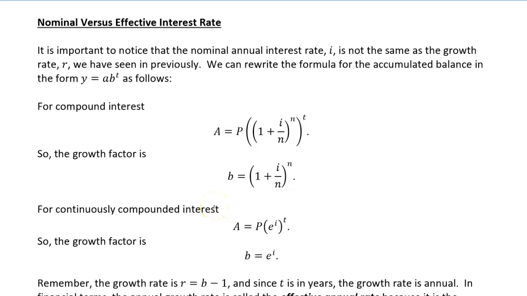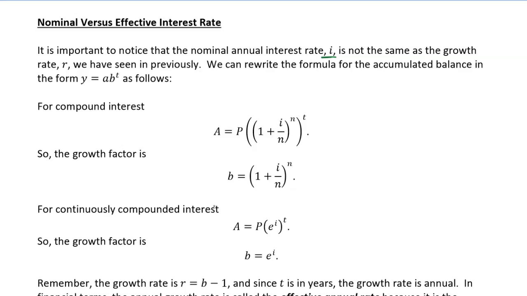All right, so it's important to notice that the nominal annual interest rate that you're given, that you're going to use in the compound interest formula calculation, is not the same as the growth rate that we've seen previously. That's why I changed it to I instead of R. In your book, they use R for the interest rate, but that R is not the same as the growth rate.